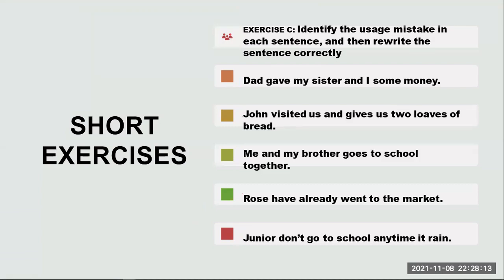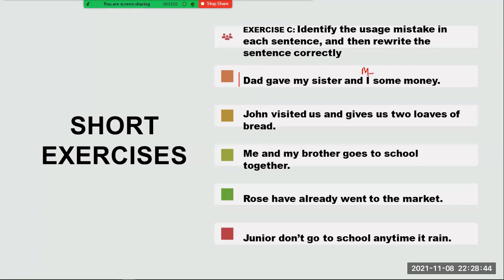Now, welcome back. We want to take a look at this exercise, exercise C. We are asked to identify the usage mistake in each sentence and then rewrite the sentence correctly. Let's begin with sentence 1. Dad gave my sister and I some money. The usage mistake here is the use of I instead of me.